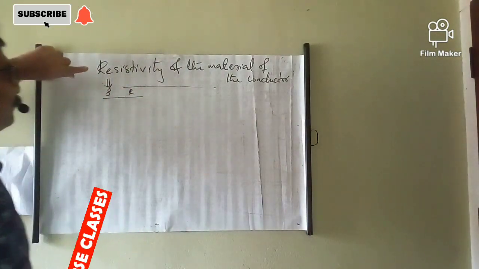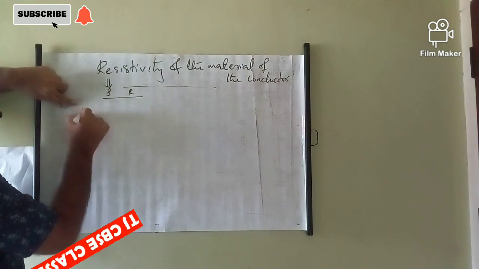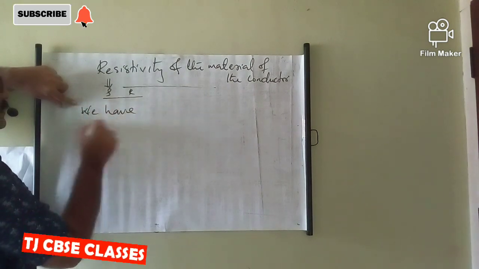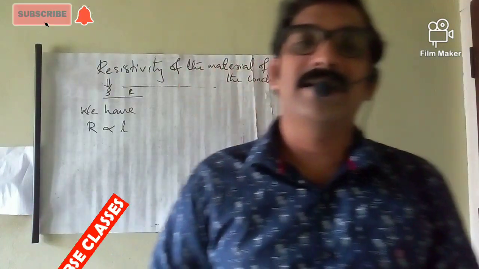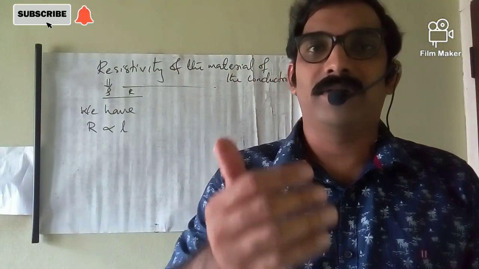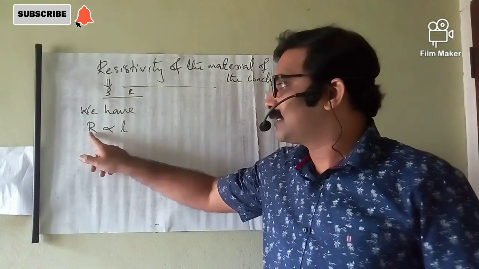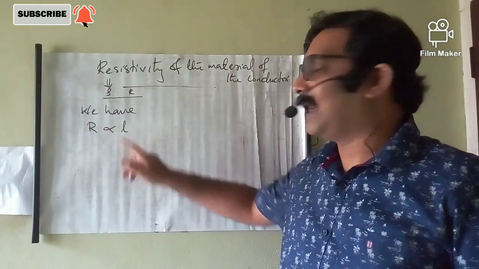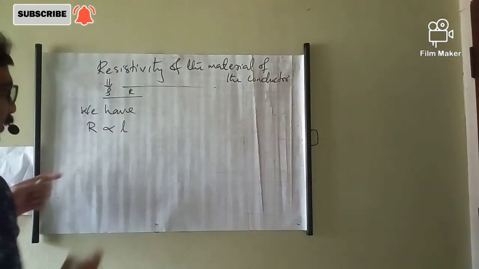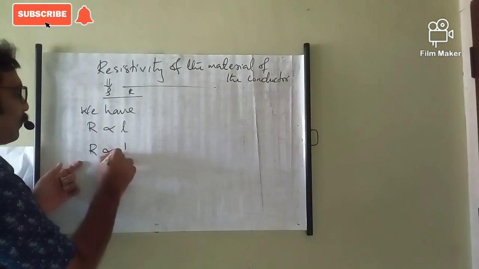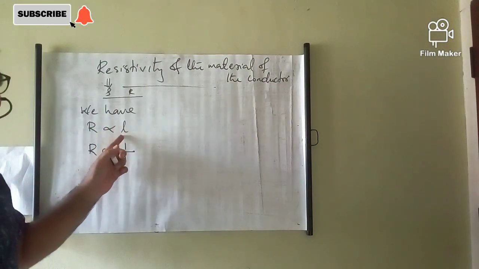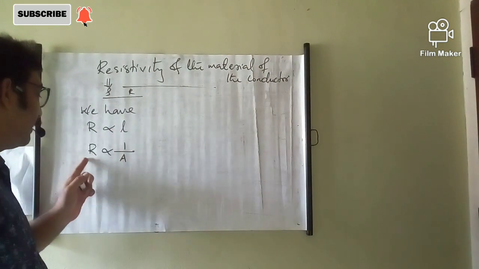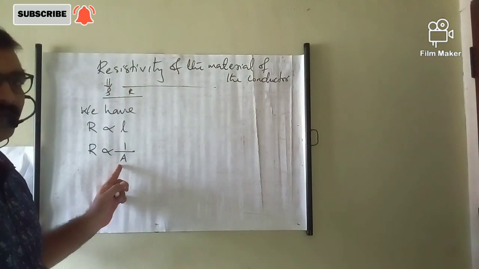R. Okay, here we know that the resistance of the conductor R is directly proportional to the length of the conductor. In the last class we studied that when length increases, the resistance of the wire also increases. That means R is directly proportional to L, and R is inversely proportional to the area of cross section of the wire.